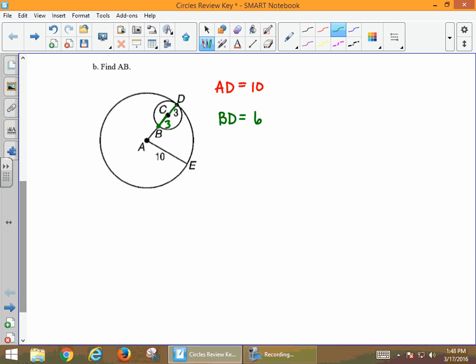Now the question asks us if we can find this piece right here, the AB. So I'm going to call it X for right now. Well, I know that AB, which is X, plus BD, which we said is 6, has to equal the whole red segment AD, which is 10. And then just a real little bit of algebra 1 here, subtract 6 on both sides, and AB's distance is 4 units. So that takes care of question 1.